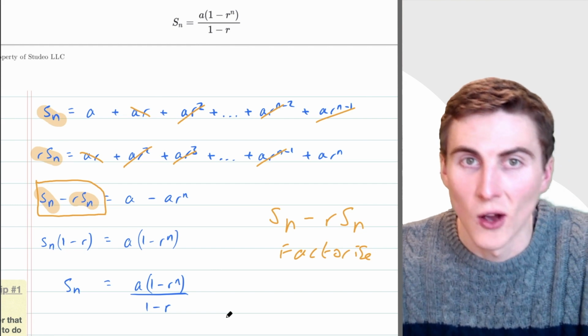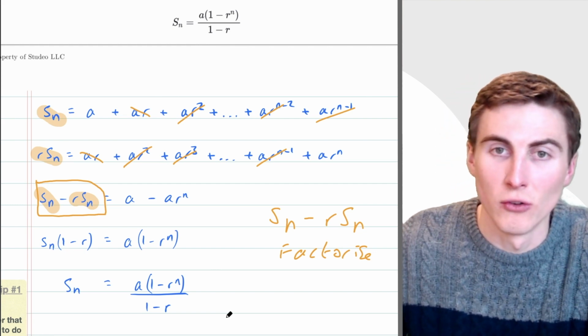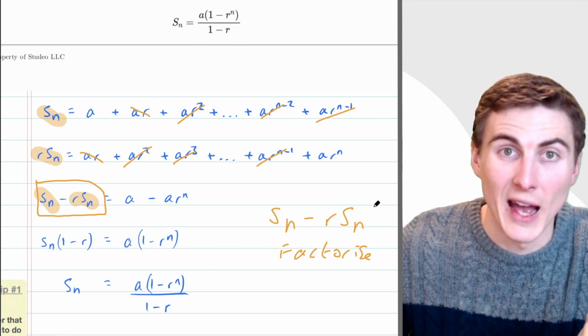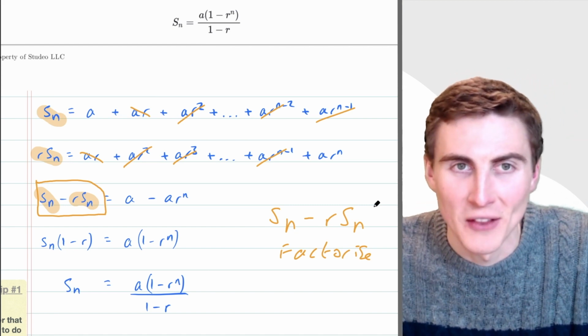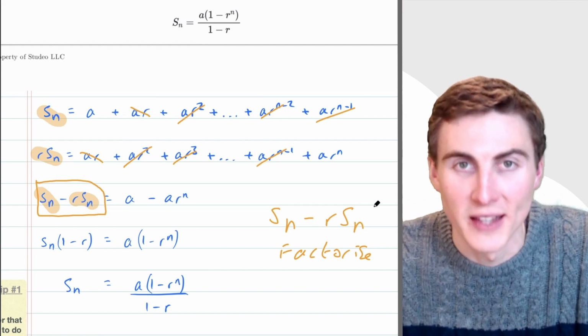So anyway, I hope this all made sense. The main thing here is just to remember this bit and just write it out a few times. Maybe try to explain it to a friend. Even if they don't understand maths, just explain it anyway. Because if you can explain it to somebody, then that means you understand it.